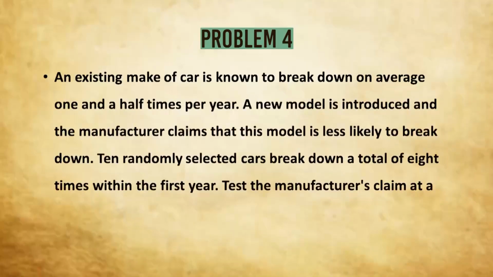We go to the next one. An existing make of car is known to break down on average 1.5 times per year. A new model is introduced, and the manufacturer claims that this model is less likely to break down. 10 randomly selected cars break down a total of 8 times within the first year. We have to test the manufacturer's claim at 5% level of significance. It is more or less similar to the previous problem, but the setup is different.